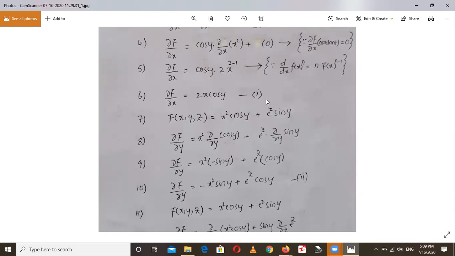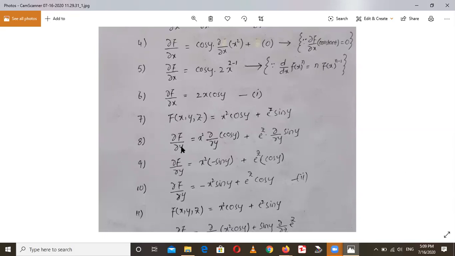Now again, you are given this question. This is our original question in step number 7. And we have to differentiate this function with respect to y. So what I actually did, I will differentiate this function with respect to y now. The same method.